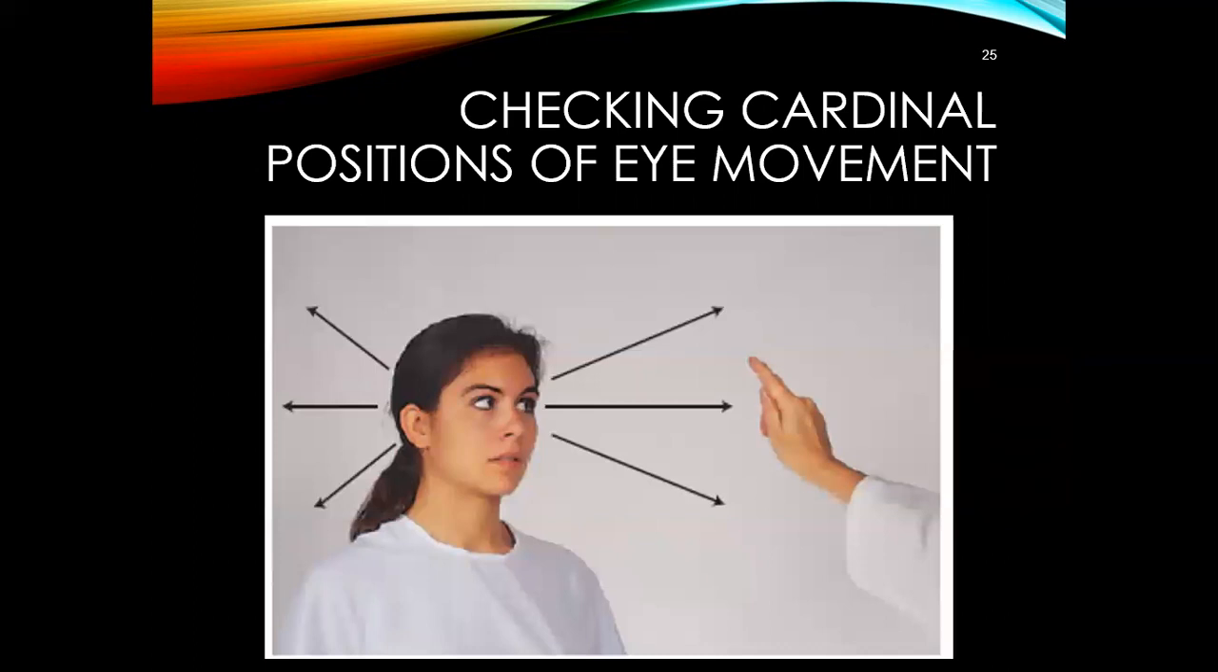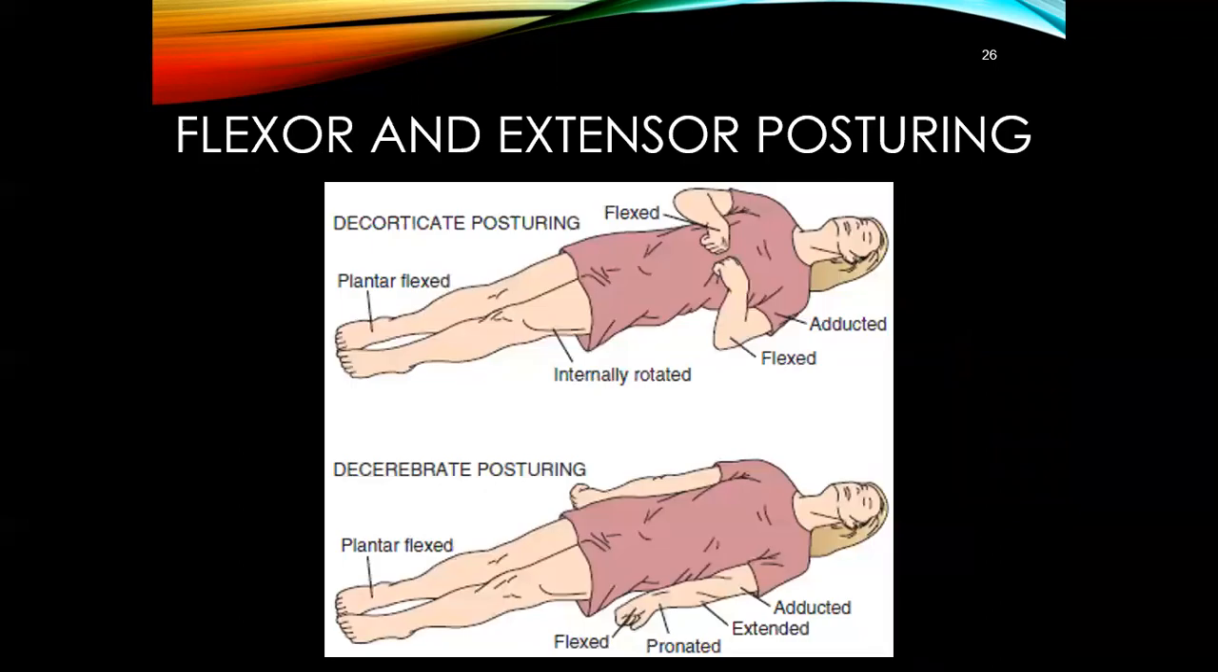Okay, there's checking the cardinal positions of eye movement, part of your head to toe assessment. Now we're going to talk about flexor and extensor posturing. So we talk about posturing during the Glasgow Coma Scale. Flexor posturing, which used to be called decorticate posturing, it's that top one there.